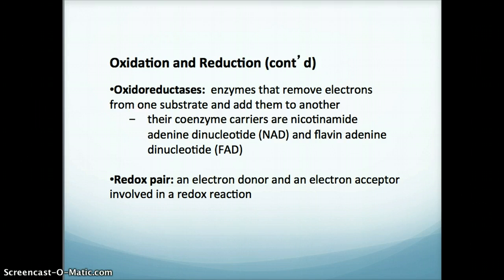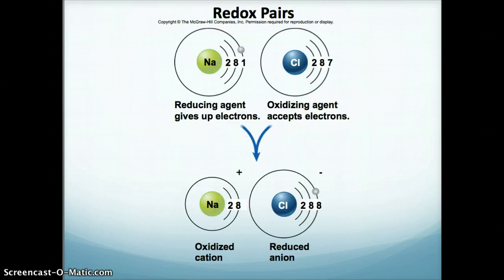And in a redox reaction, we will have a redox pair. That means that one of the molecules is going to be an electron donor, and then you will also have an electron acceptor involved in that. And this is a great example of that, in a very simplified form. Hopefully for those of you who've had chemistry, this will be a little bit of a review.